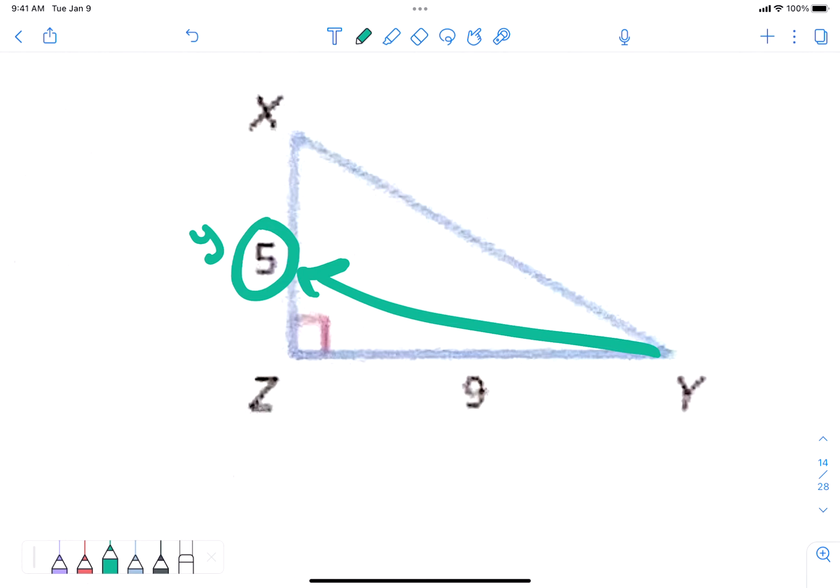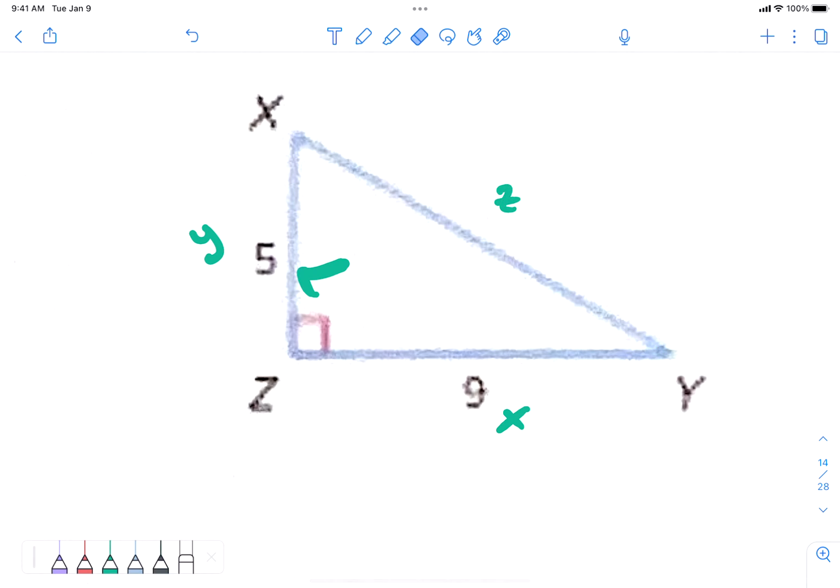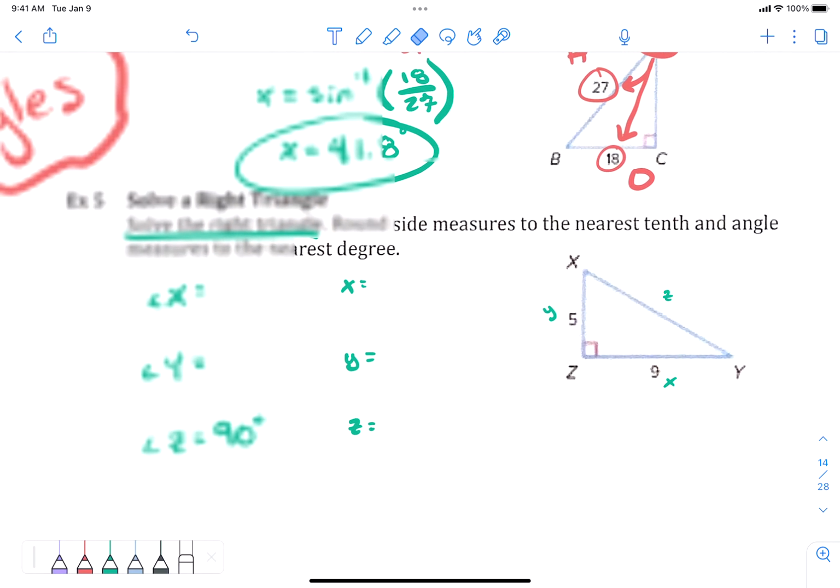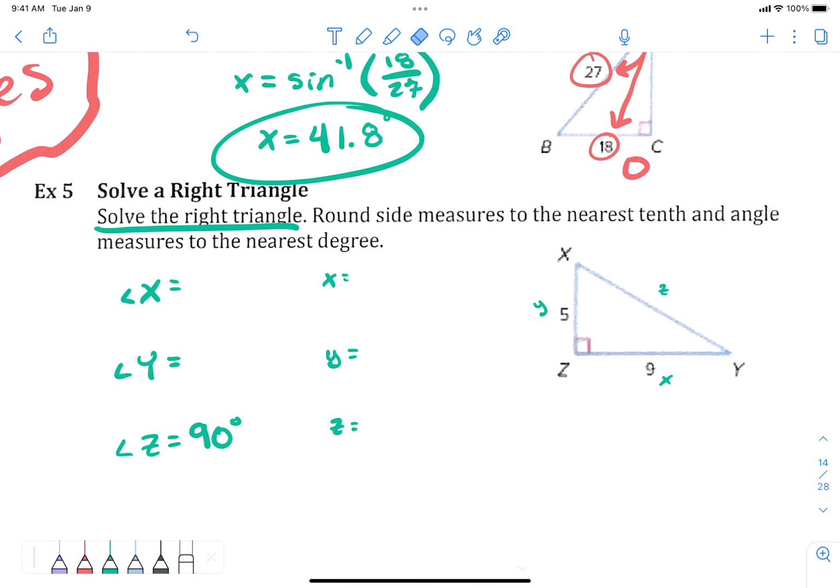Yeah, that's weird. Okay, so 9 would then be little x, right? So z is the one we don't know, right over here. Okay, little x, little y, little z. So there's that. All right, so we're solving for everything that we don't know. We know little x is 9. We know little y is 5. So we know those things. So we need to find the other 3 things.